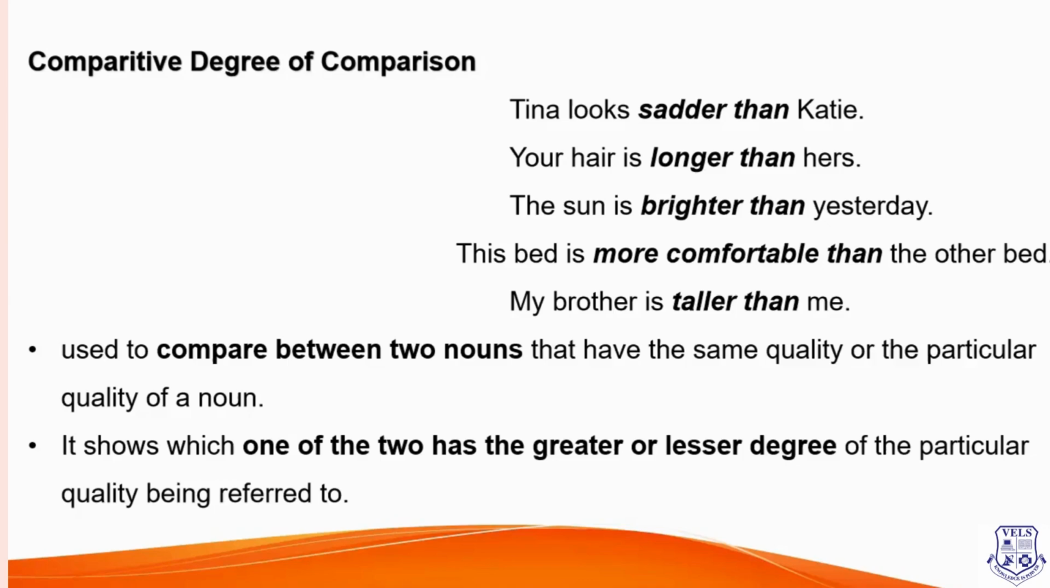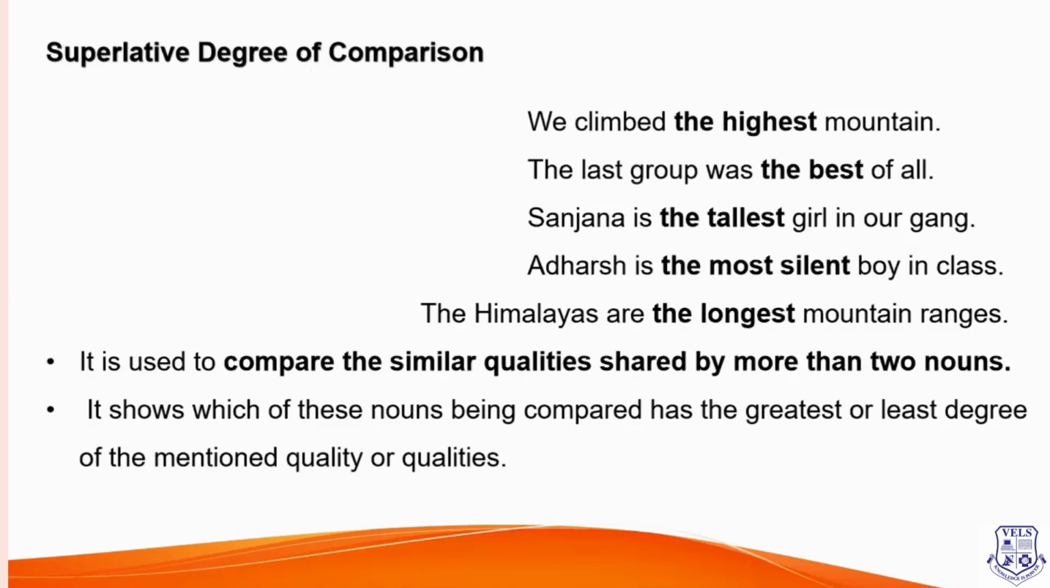So, look at these adverbs and adjectives in this sentence. This gives us a clear idea that it is compared between two nouns of the same quality, or a particular quality of a noun. This helps us to show that one is greater or lesser than the particular quality. So we use comparative degree of comparison to compare two nouns to have a better idea if it's greater or lesser than the particular quality. Now let's move on to the third type of comparison: superlative degree of comparison.